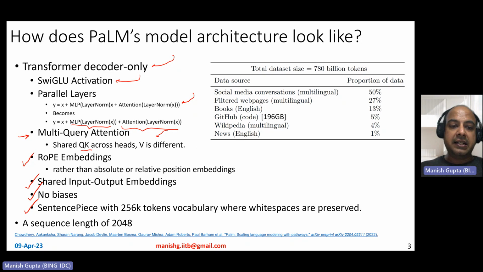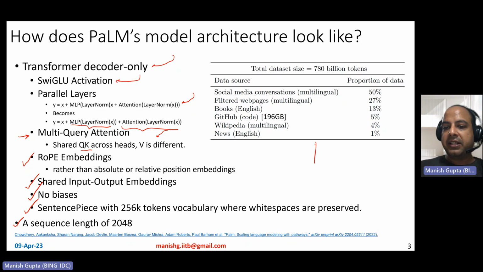The tokenization is basically SentencePiece with a 256K token vocabulary, where white spaces are also preserved. They use a max sequence length of 2048, and they use this sequence length very, very efficiently by always packing every instance up to a size of 2048 and putting in delimiters in between to recognize instance boundaries.